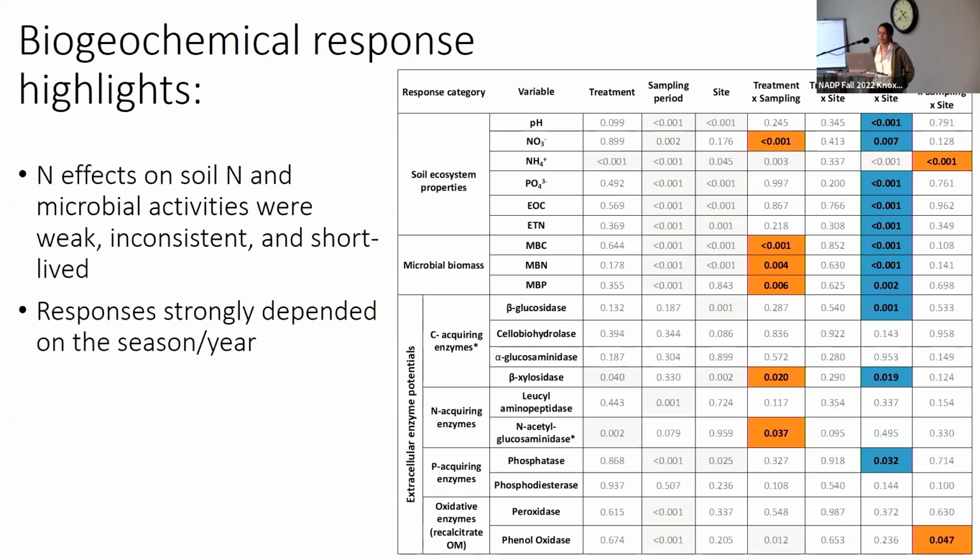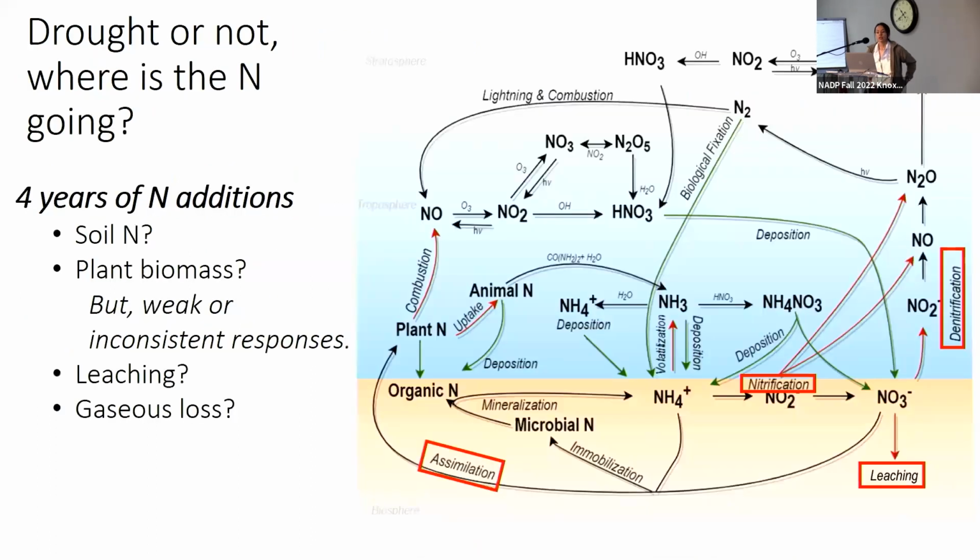So just to recap, nitrogen effects on soils. Soil nitrogen and microbial activities were weak and inconsistent and often short-lived. Responses also strongly depended on the season and year that we were measuring. So drought or not, we've been applying nitrogen for 4 years. Where is it going? It could have accumulated in the soils, but I wasn't convinced. Or even if it did happen, it wasn't long-lasting.